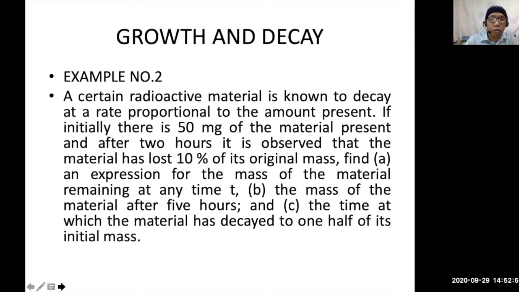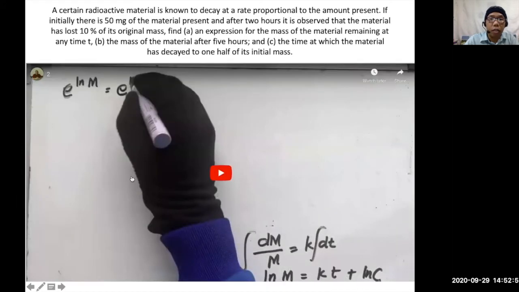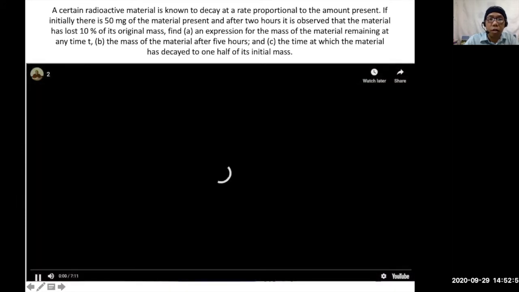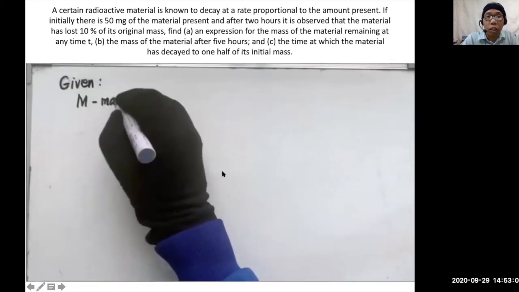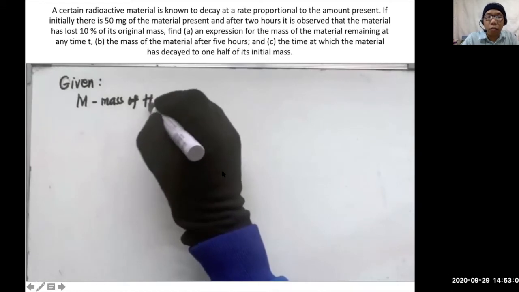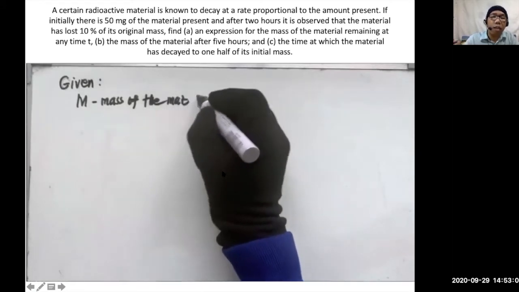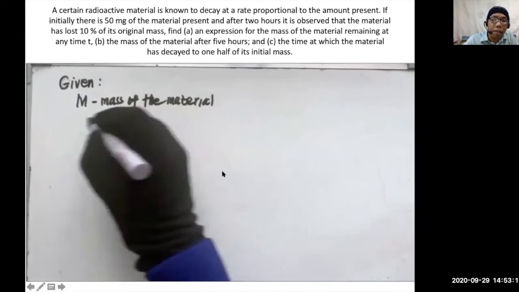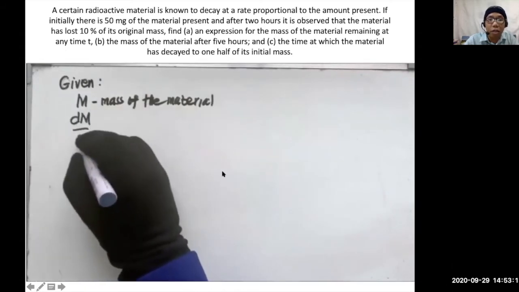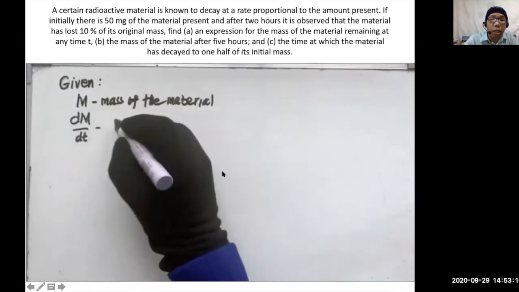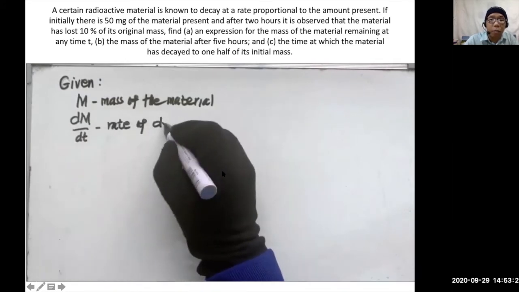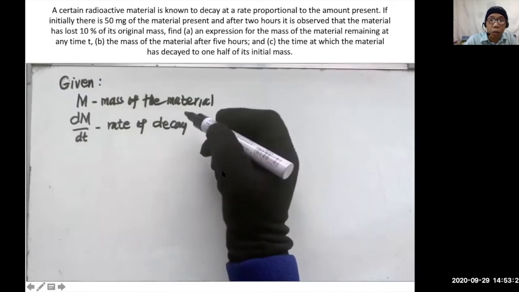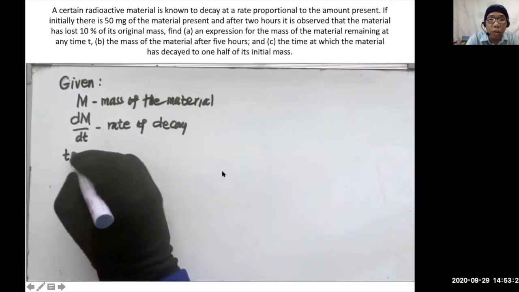Now let's go to the next page. Again, we will be utilizing this same equation, but we are expecting to be having a value of k which is equal to a negative value. Okay, so firstly, you have to write the given. So we represent M as the mass of the radioactive material, and dM over dt is the rate of decay of that radioactive material. I'm just showing you that so that you can write your equation later.